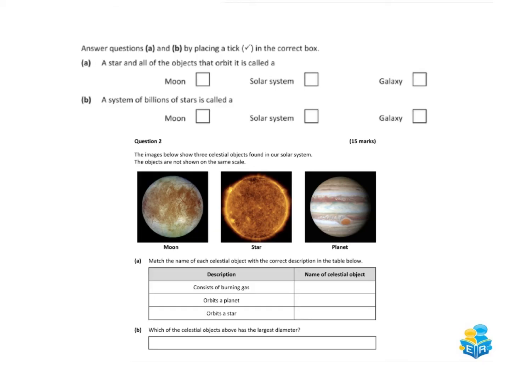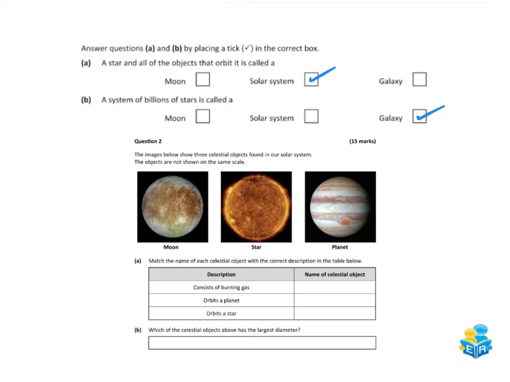A galaxy is a collection of solar systems and lots of stars associated with that. And then the solar system is actually the required one here. That's a star and all of the objects that orbit it. A system of billions of stars is like a moon, a solar system, or a galaxy. This one here we mentioned a couple of minutes ago is the galaxy.